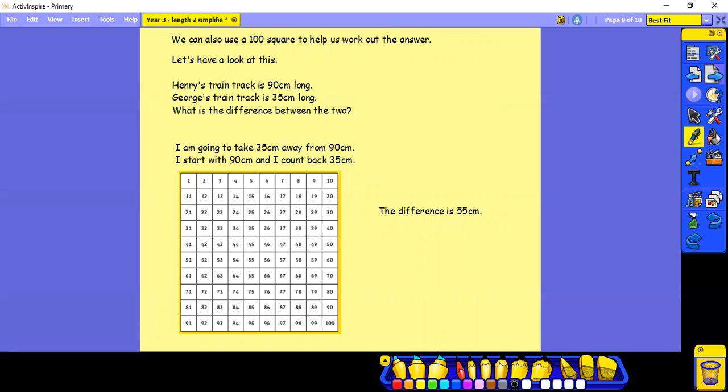We can also use a 100 square to help us work out the answer. Let's have a look at this. Henry's train track is 90 centimetres long. George's train track is 35 centimetres long. What is the difference between the two? So it's the same thing. I'm going to take away 35 centimetres from 90 centimetres.